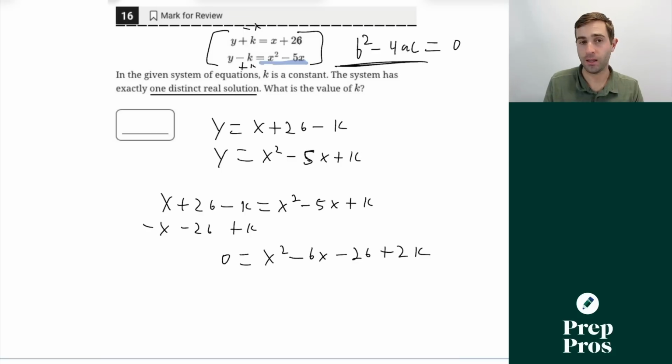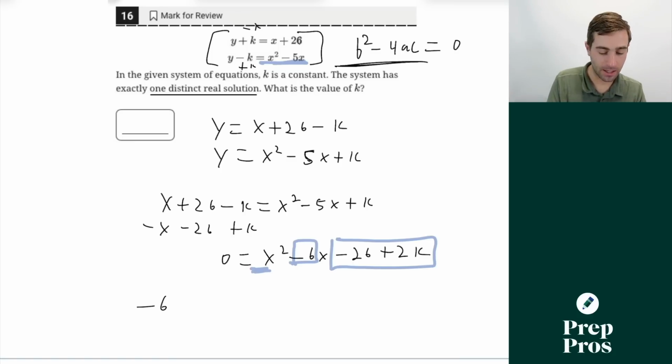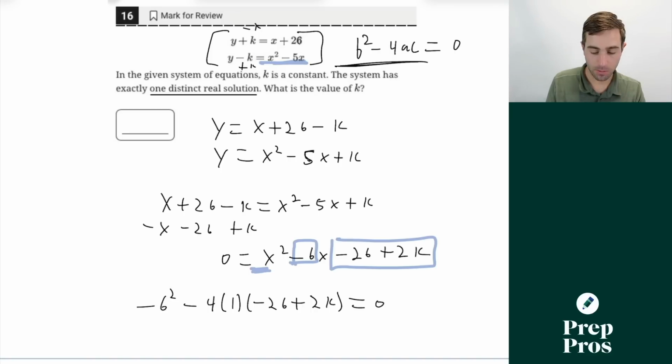And this is where a lot of these questions get a little tricky for students. We want to identify that our a value is 1, our b value is negative 6, and our c value is the negative 26 plus 2k. But now we can simply plug this in. So we're going to have our negative 6 squared minus 4 times 1 times the negative 26 plus 2k, and this is all going to be set equal to 0. And now we just need to solve for k from here.